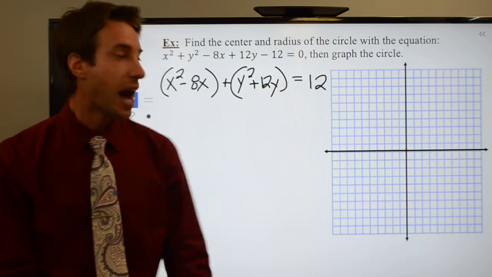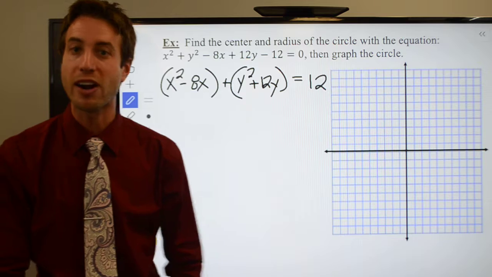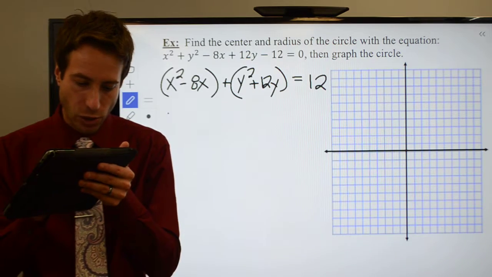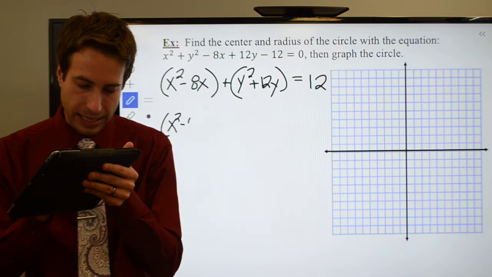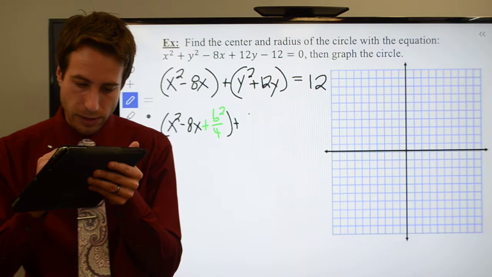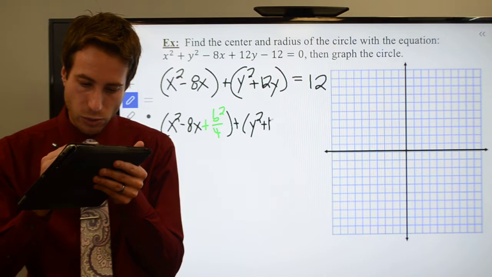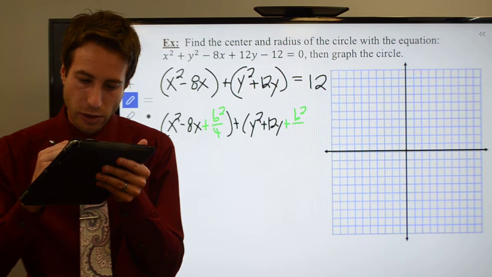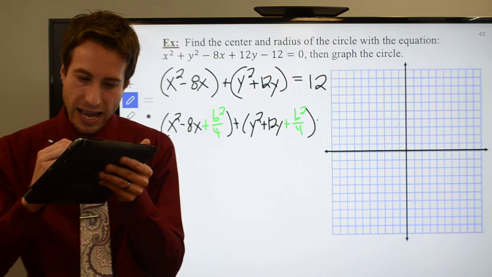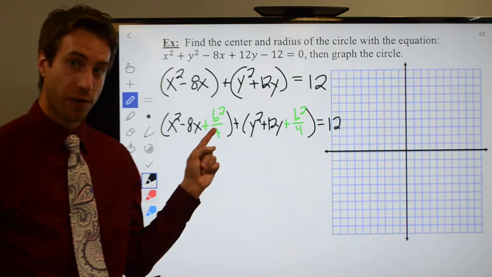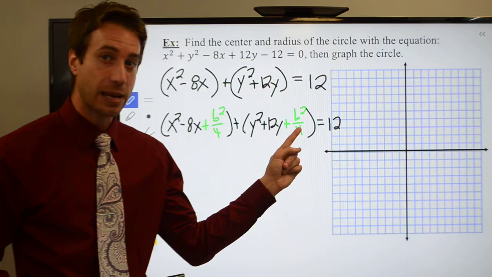Here we go. I need to complete the square, and that means adding b squared over 4. So we're going to have x squared minus 8x plus b squared over 4, plus y squared plus 12y plus b squared over 4. And on the other side, I added a b squared over 4 and I added a b squared over 4.